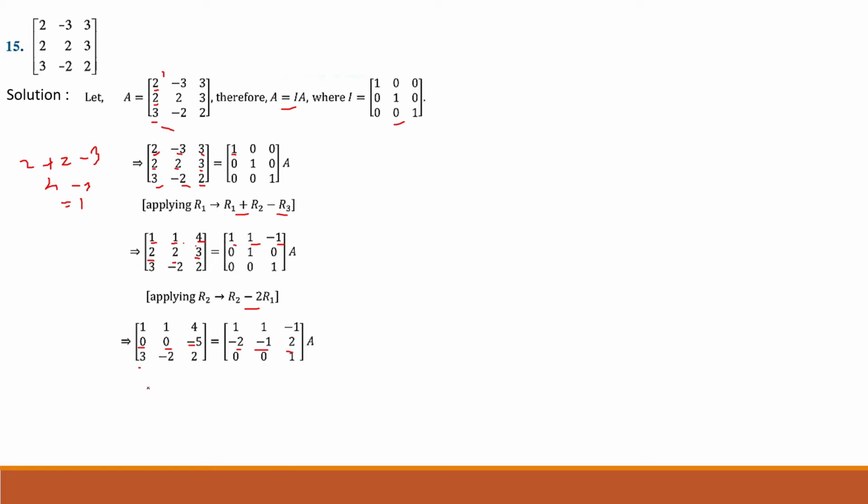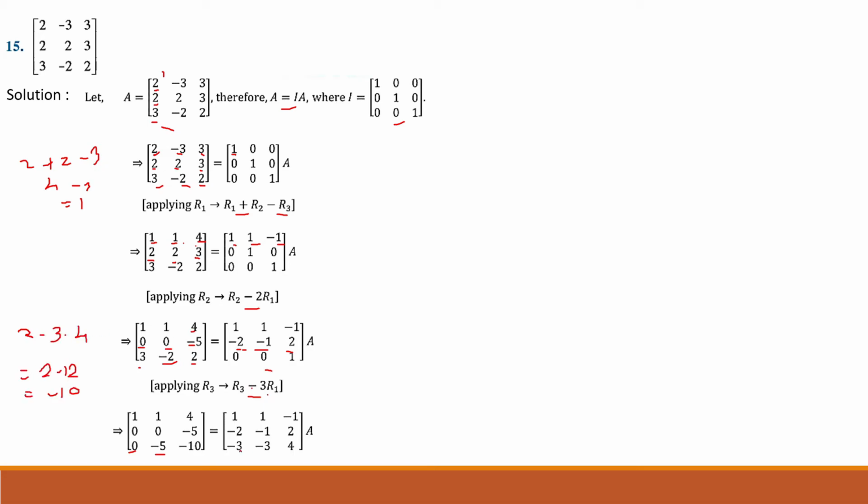Again, for this to be 0, the transformation must be R3 becomes R3 minus 3R1, which becomes 0. And for this it will be minus 2 minus 3 is equal to minus 5, and 2 minus 12 becomes minus 10. Same transformation applying for this matrix, R3 becomes minus 3 and 4. Now here you can see that there are two zeros here and a single zero here.